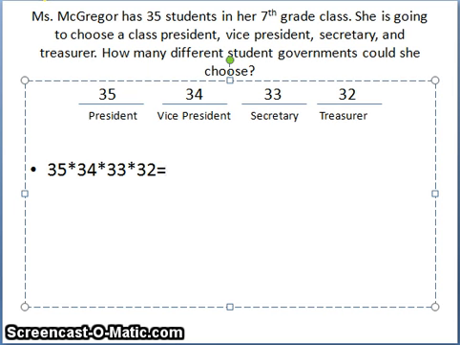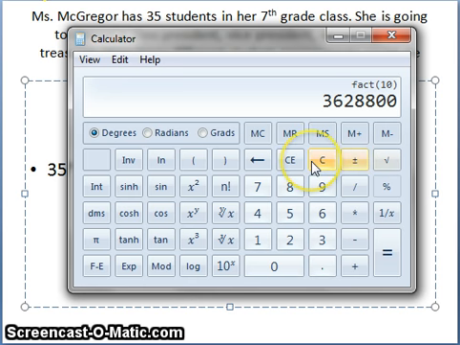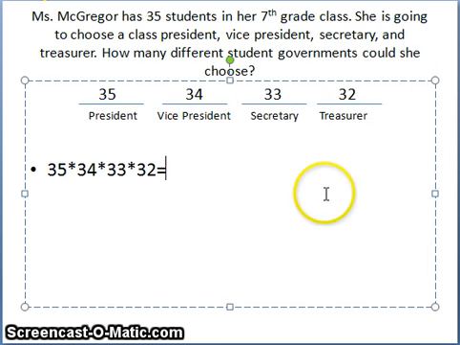And this is one of those ones where it can be super helpful to have the diagram. So I'm going to go 35 times 34 times 33 times 32. And I get, wow, yet again, 1,256,640 different ways that she can choose her student government. So that is how many different student governments she could choose.